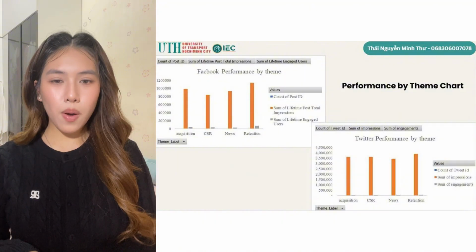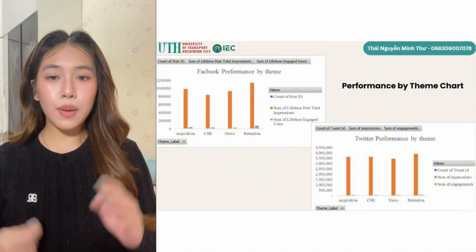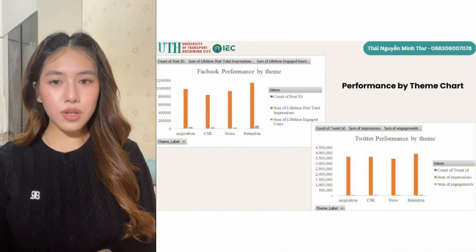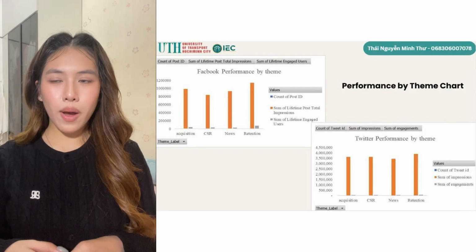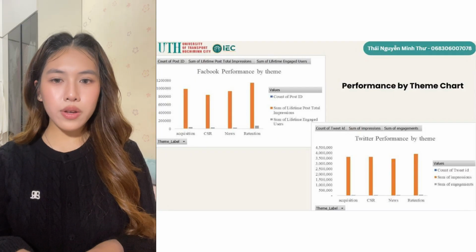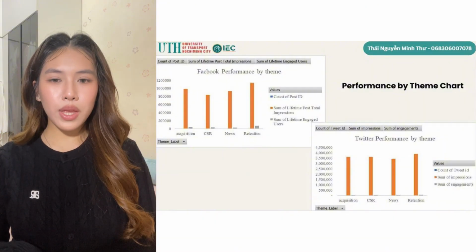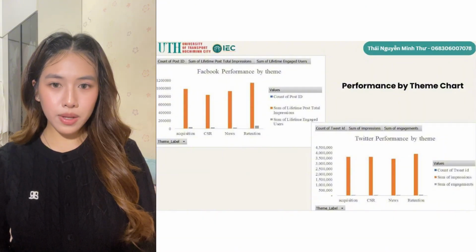From a business point of view, this is an important insight. Companies should continue investing in retention campaigns while improving the other content to increase user engagement.